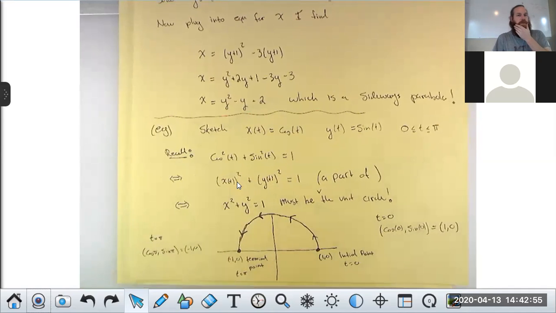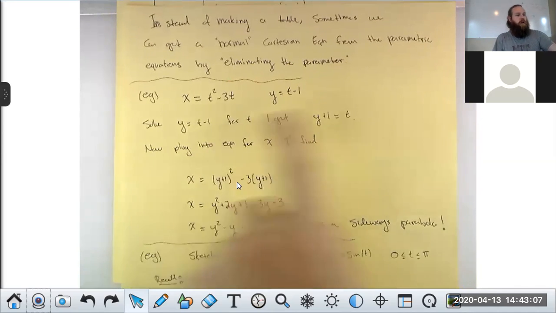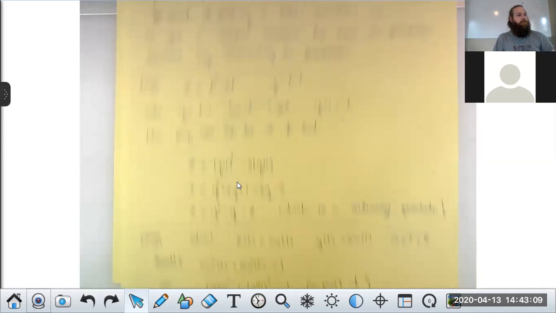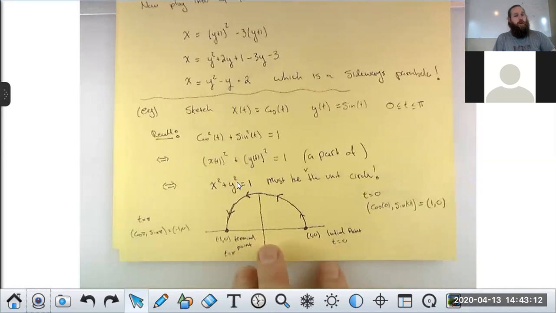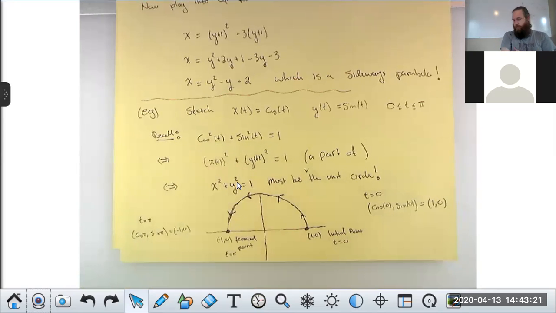So if you're looking for strategies for eliminating the parameter: if both parametric equations are algebraic equations like these were, you're going to want to solve one of them for t and plug that into the other. If both equations are trigonometric, you're going to want to force a trig identity in there somehow. And this was the simplest way to force a trig identity in there that would relate the equation for x with the equation for y, which is my goal.